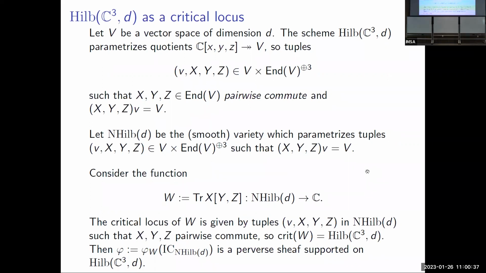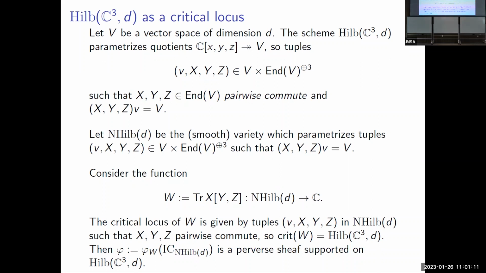Now we still have to impose this pairwise commutativity condition. As I said, the fundamental thing in this Donaldson-Thomas theory is that these spaces are critical loci. So we need to produce a function on this non-commutative Hilbert scheme whose critical locus will end up being the Hilbert scheme of points on C3. So what is this function? It's the trace of x times the commutator of y and z. So you have this function w on n hilb d.